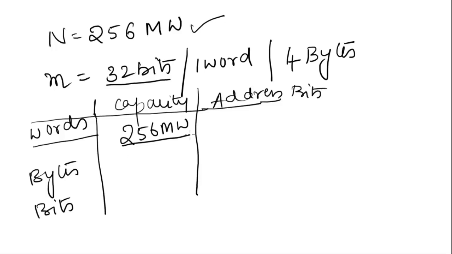Now to represent this 256 megawords, how many bits are required? M is nothing but, I told you already, M is nothing but 2 power 20. Next 256 is nothing but 2 power 8. So total how many address bits are required? 28 address bits are required.